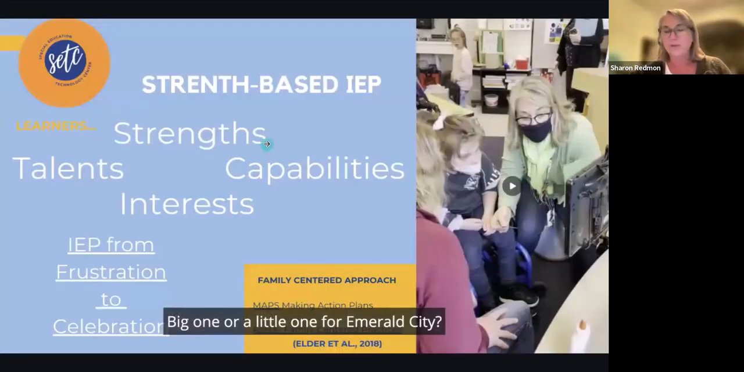Okay, so here we go. When we're talking about strength-based IEPs, we'll get into this. We want to really consider our learners' strengths, their talents, their capabilities, their interests, and that really happens with looking at family-centered approaches, like making maps and making an action plan, and really involving the parents, making the family and guardians part of that process, right? Really understanding, especially if it's a new student and you haven't worked with that student, their strengths and talents and interests is going to be really important.